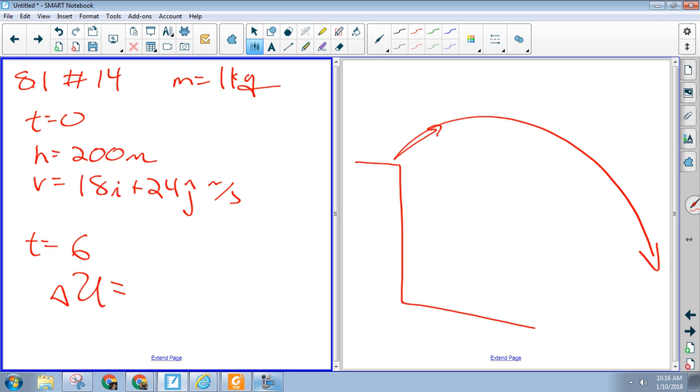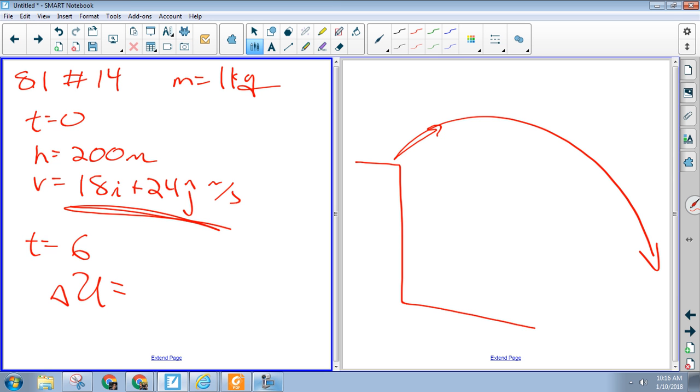I don't know. There's a bunch of ways you could solve this. I guess my knee-jerk reaction is this is going to be a velocity. So I think I'm going to just focus on the vertical motion. And let's find the change in vertical position. Does that make sense? Okay.